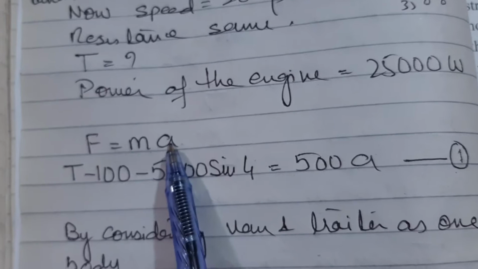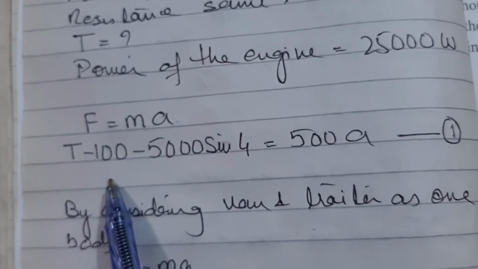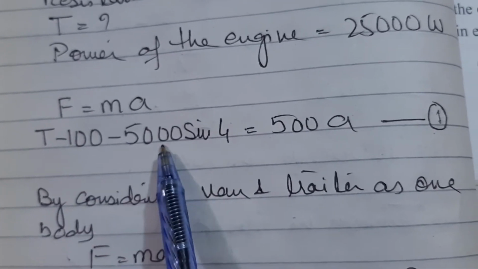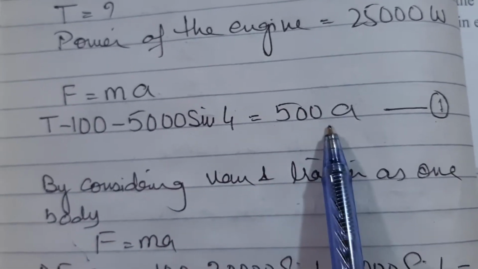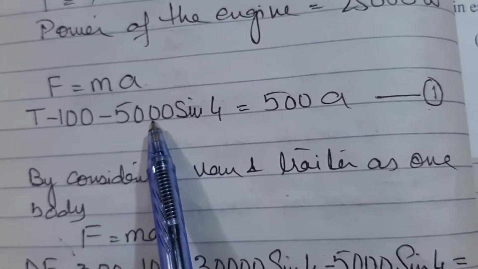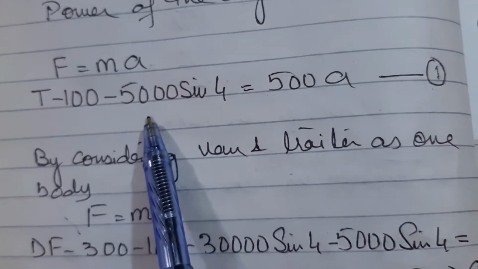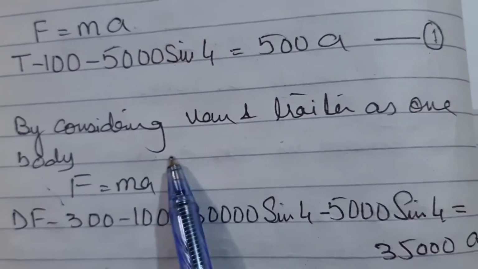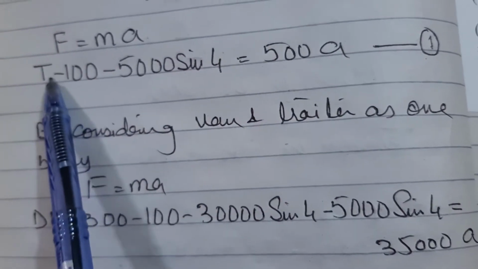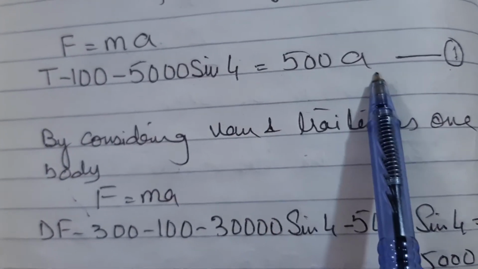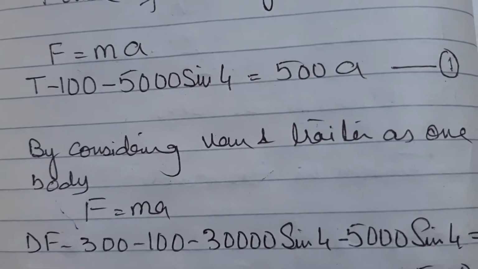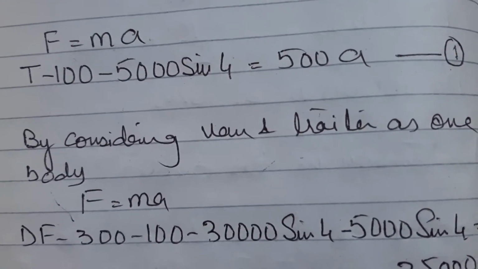Okay, so this is what I have done here. F is equal to ma. T minus 100, I'm using the trailer part, right? T minus 100 minus 5,000 sin 4 equals 500A. Now this is the weight component, due to weight, right? I have shown you in the diagram. This is perfectly fine, but the problem here is I have to find out T, and I can't solve this because I don't know A. So first of all, I will find out A, plug in the value here, and then solve to get T.